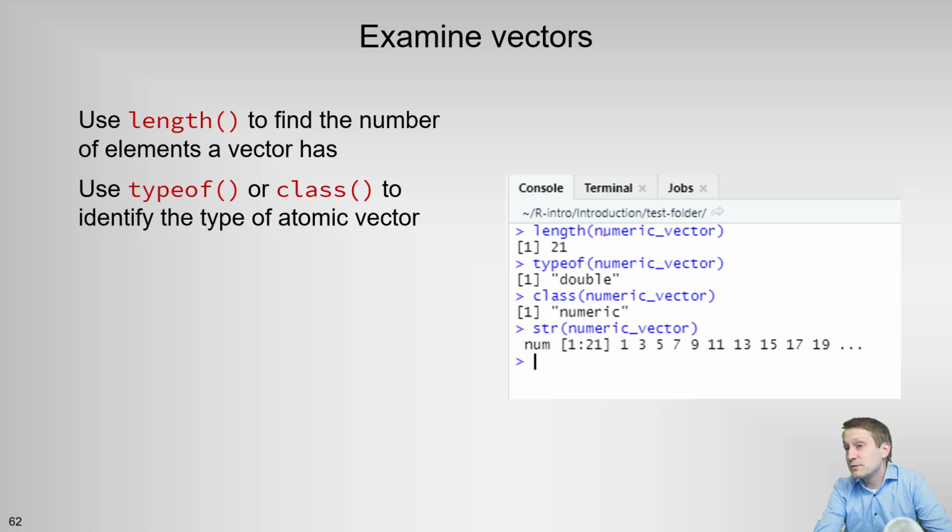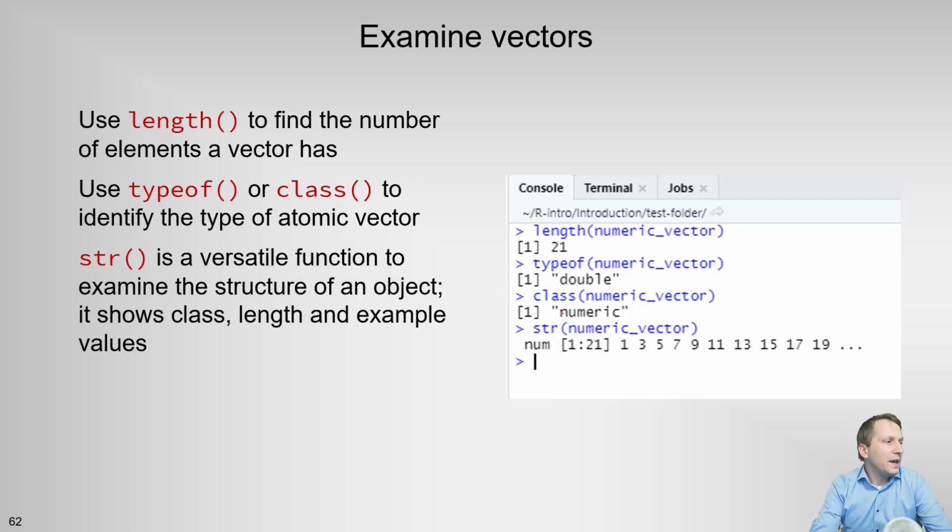So we have created this numeric vector before. With length, we can obtain its length. So there are 21 elements in it. With typeof, we see, okay, the type is a double, right? And the class is numeric. And as I've shown you before, in the different classifications of atomic vectors, a double is a type of numeric, and the integer is another type of numeric.